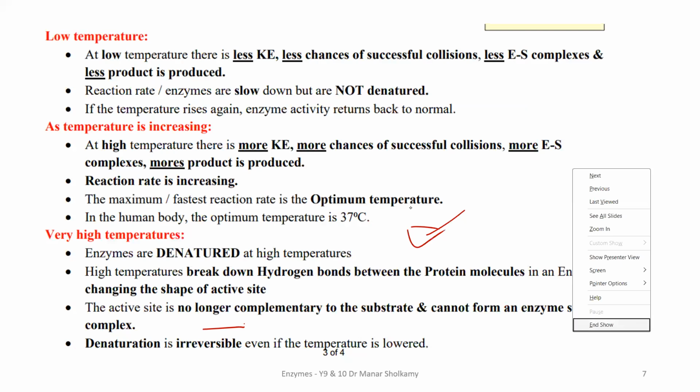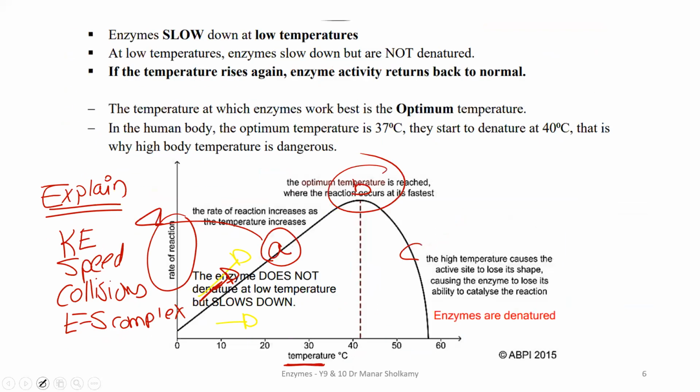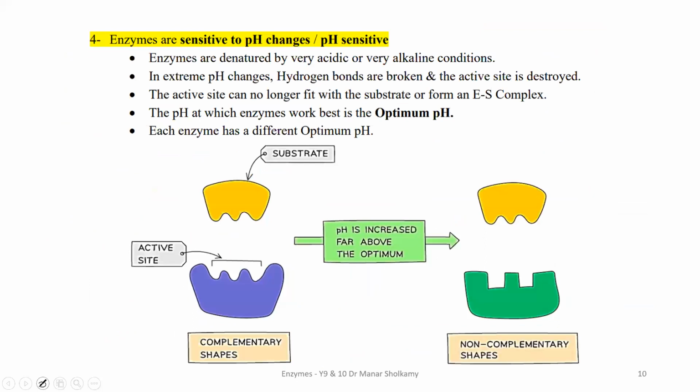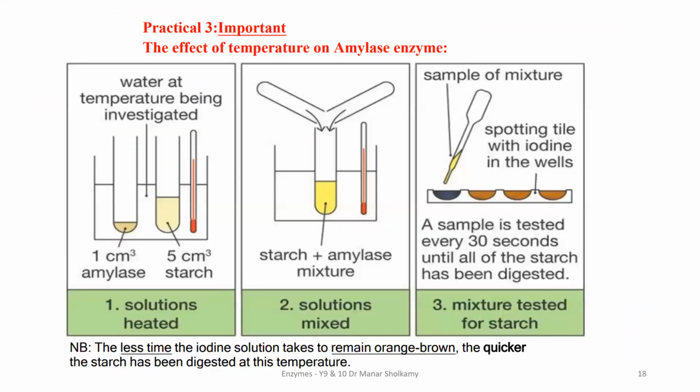Where is my spotting tile? What is my spotting tile? 1 minute. Here. This is my spotting tile. What is my spotting tile? My spotting tile is like a small plate. It's like a plate that I have in the lab that contains many holes. These are called holes or wells. And in every hole, I have one drop of iodine.